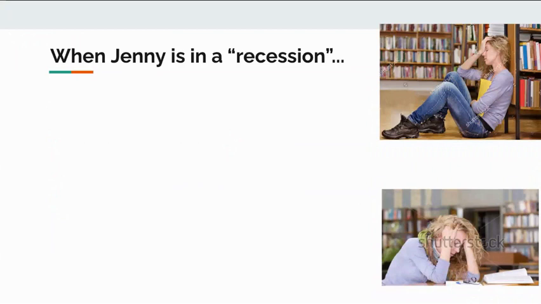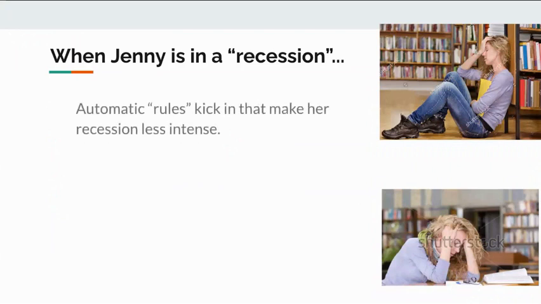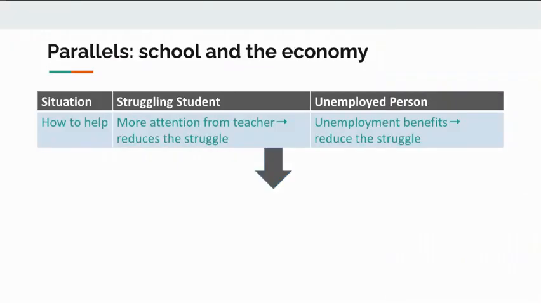So, when Jenny is in a recession, and in this case, recession meaning her grades are dropping, these automatic rules kick in that make her recession less intense. When your grades are dropping, are there things your parents would automatically do regardless to help you dampen that recession? So, maybe we can make a parallel now between school and the economy. When you're a struggling student, maybe you get more attention from your teacher automatically. I know that I tend to reach out to students when I notice them struggling. It's like an automatic thing I do, and hopefully that reduces the struggle.